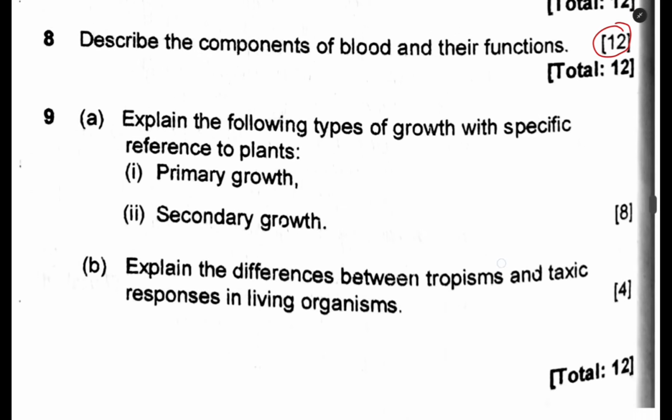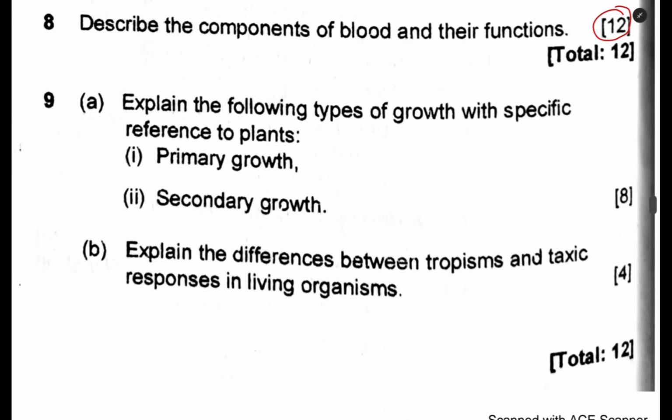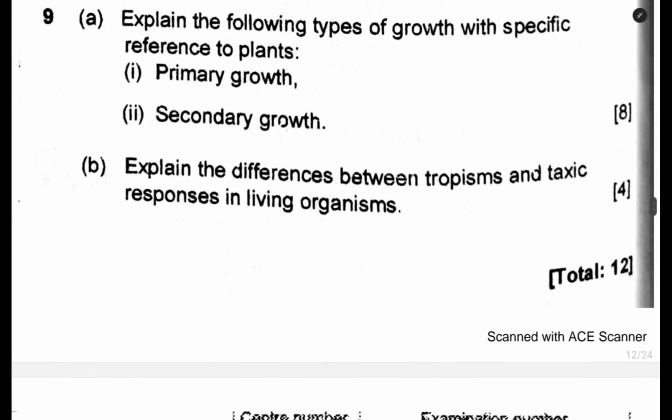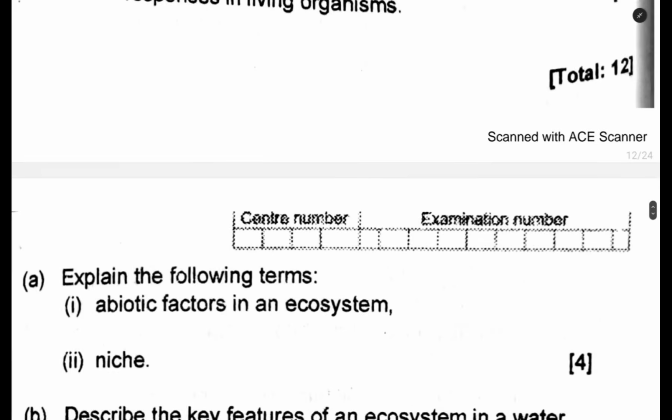Then explain the following terms, types of growth with specific examples. Primary growth, secondary growth. So this is on growth. Explain the difference between tropism and toxic responses in living organisms. So this is the shortest topic as well. You need to know it.